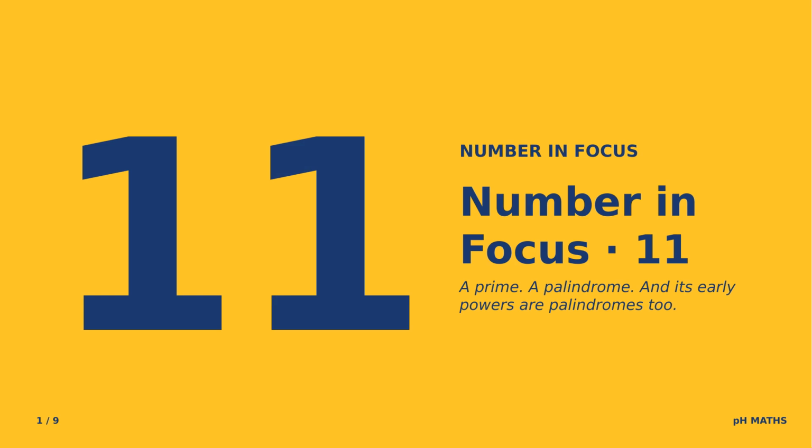Number in focus: 11. 11 is a prime, a palindrome, and the only single-digit friendly prime whose early powers read the same backwards as forwards. By the end of this video, you'll know the alternating sum divisibility test, why 11 squared, cubed, and to the fourth are all palindromes, and the row of Pascal's triangle that ties it all together.